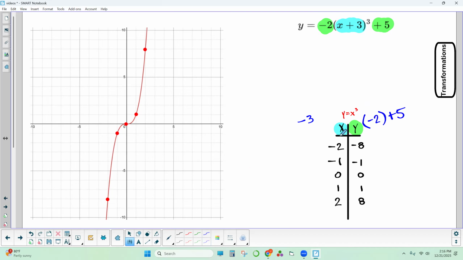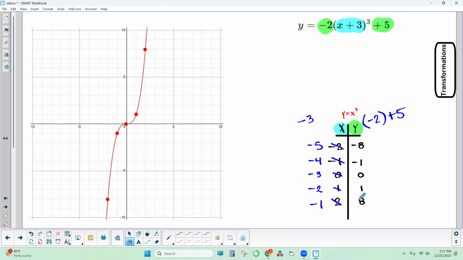I'm going to go down my x column and subtract 3. That will give me -5, -4, -3, -2, and -1. So I'm subtracting 3 from all of my x inputs on my parent function table.